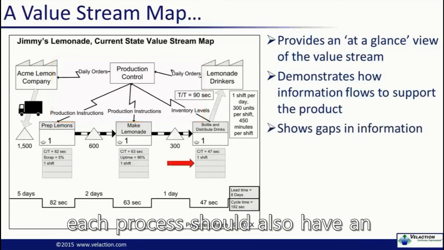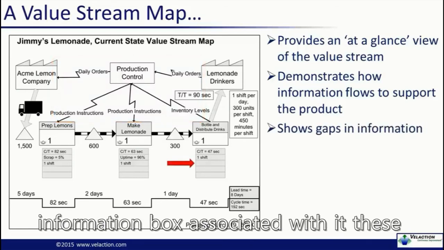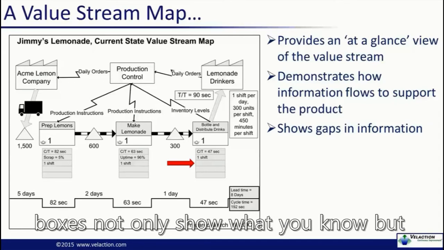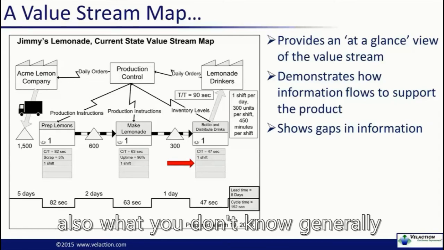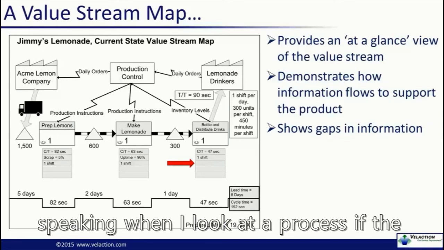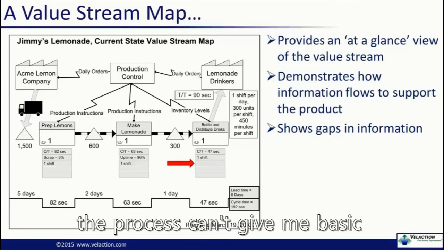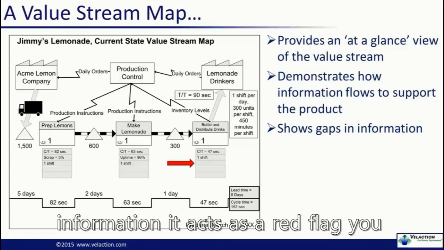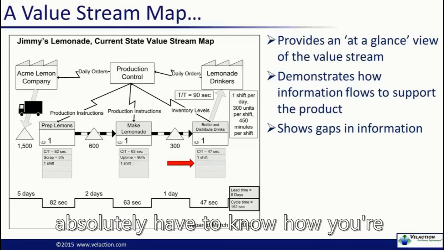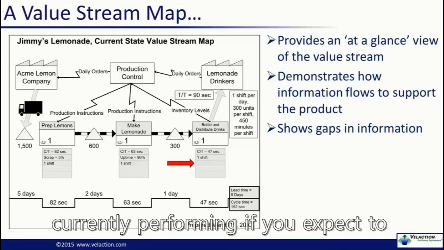Each process should also have an information box associated with it. These boxes not only show what you know, but also what you don't know. Generally speaking, when I look at a process, if the management team and the employees doing the process can't give me basic information, it acts as a red flag. You absolutely have to know how you're currently performing if you expect to get better.